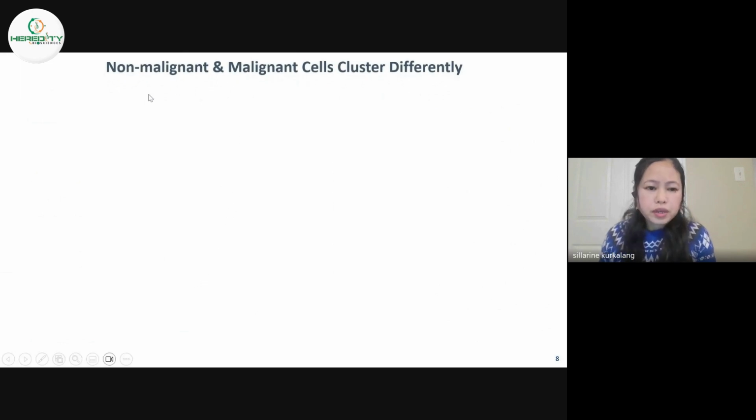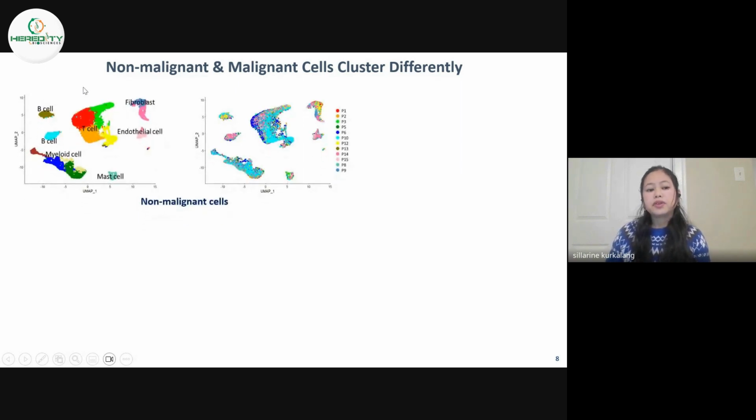Next, we then classify the malignant and non-malignant cells. As you know, this is an epithelial tumor, so the non-epithelial cells we know are the non-malignant cells. So we extract only the non-epithelial cells and then recluster them, and we observe that these particular clusters again belong to particular cell types, like the T cell, the fibroblast, the endothelial cells.